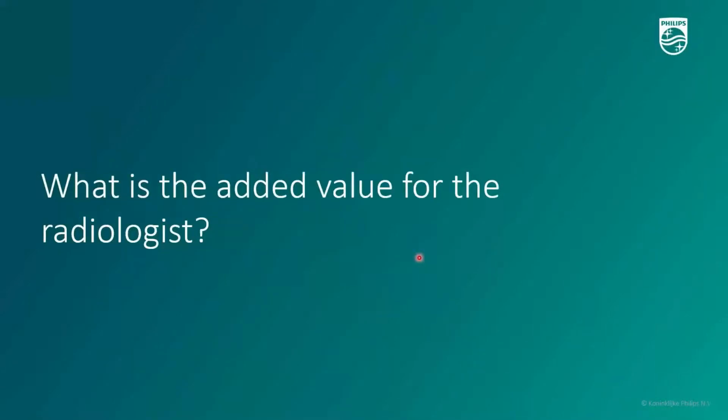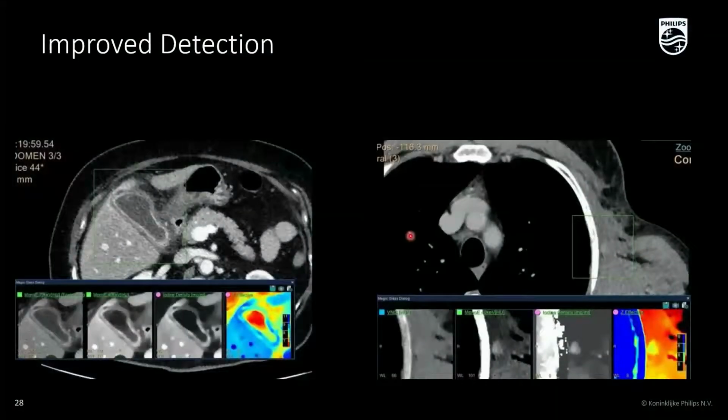But first, a couple of examples, and I'm just looking at the time, so I don't think I want to talk too much about the non-MSK examples. I'll just go through these examples quite quickly. For example, improved detection, I think we've seen that already. This is actually the example I just showed, so we don't worry about that one.